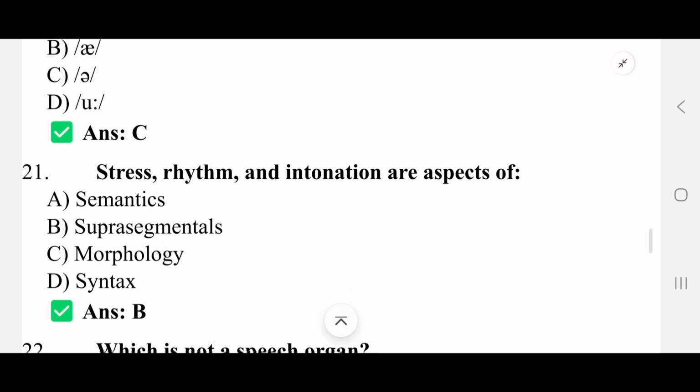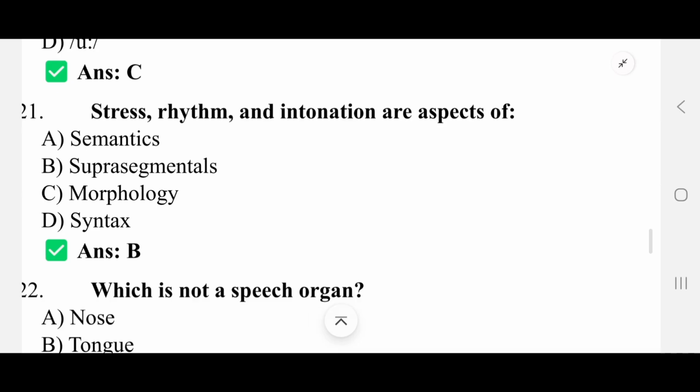Central vowel. Stress, rhythm, and intonation are aspects of semantics, supersegmental features, morphology, syntax. So option B is the right answer. Supersegmentals of stress, rhythm, and intonation. These are supersegmental features of language.